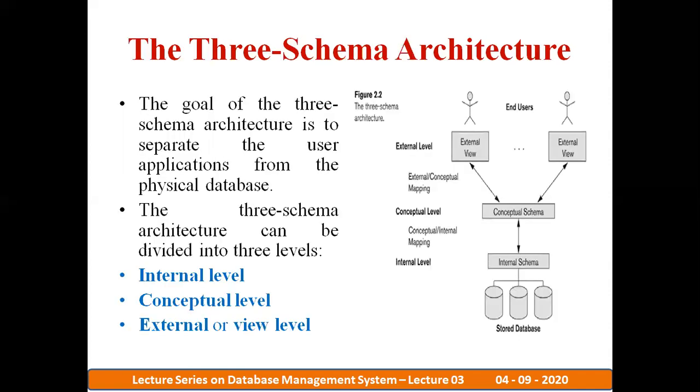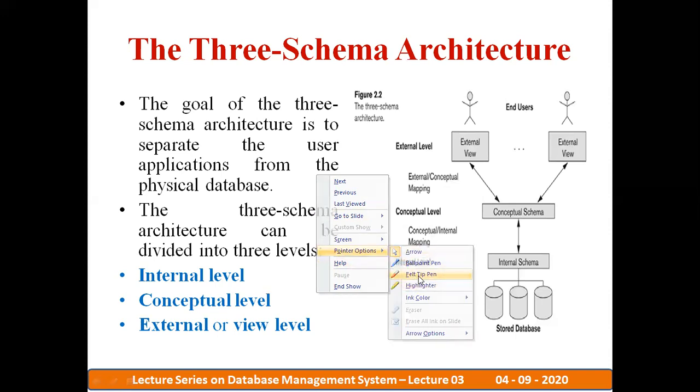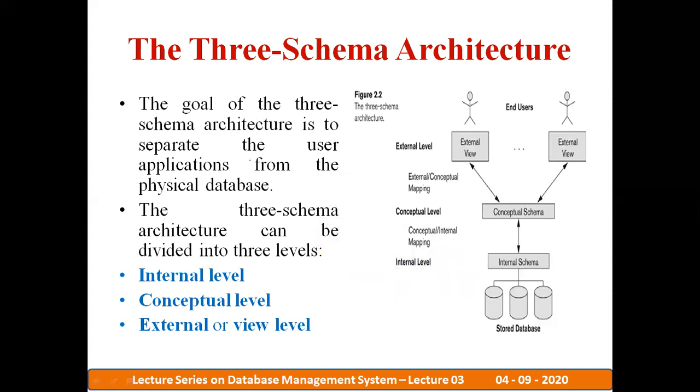Let us see the three schema architecture, an important concept from your first module. The goal of the three schema architecture is to separate the user applications from the physical database. As you can see from this diagram, the physical actual database is at the bottom and the end users are at the top level.